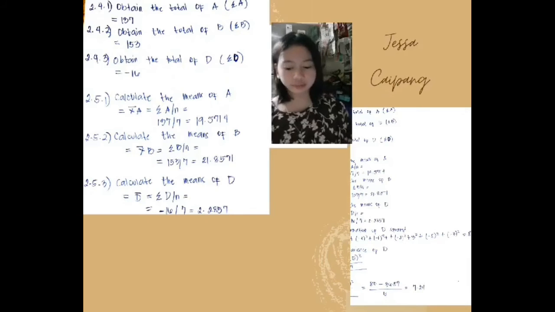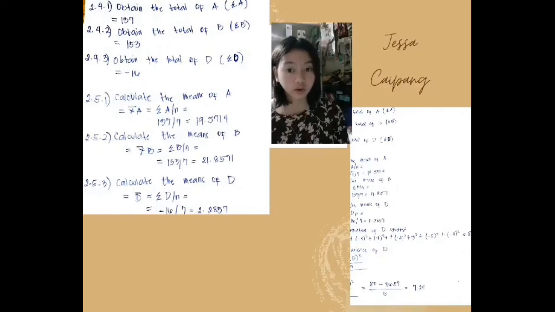Find the variance of D. So, what is it? 80 minus negative 16 squared, which is not yet divided by 7, over 7 minus 1. We follow the formula, where the denominator is n minus 1. So, 7 minus 1 is equal to 80 minus, the answer of negative 16 squared divided by 7 is 36.57, divided by 6, since 7 minus 1 is equal to 6.